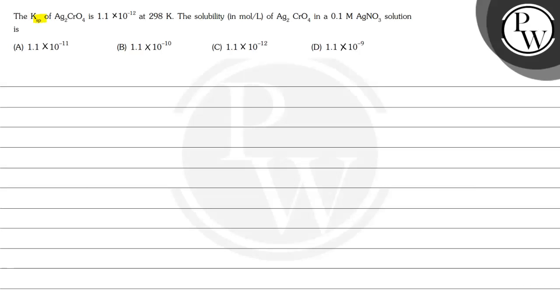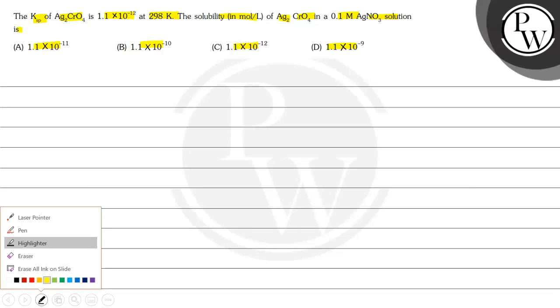The KSP of Ag2CrO4 is 1.1 multiplied by 10 raised to power minus 12 at 298 Kelvin. The solubility in mole per liter of Ag2CrO4 in a 0.1 M AgNO3 solution is: 1.1 multiplied by 10 raised to power minus 11, 1.1 multiplied by 10 raised to power minus 10, 1.1 multiplied by 10 raised to power minus 12, 1.1 multiplied by 10 raised to power minus 9. So here I'll start the solution.